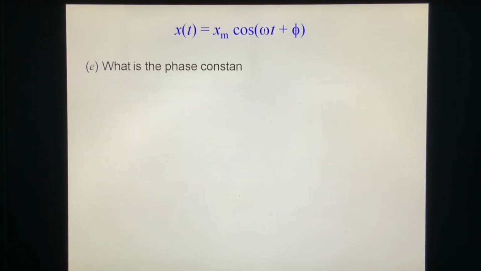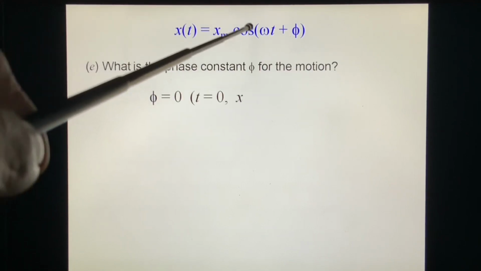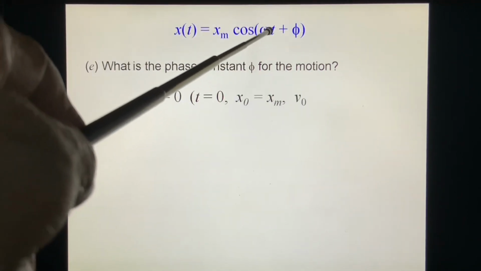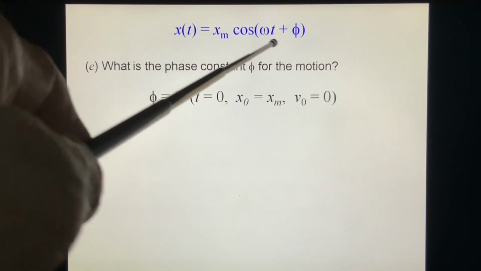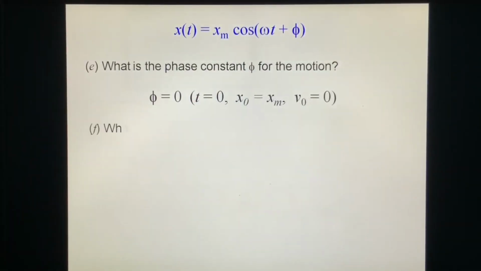What is the phase constant phi for the motion? Then we know that when this is 1, this is 1, so this must be 1 at time equal to 0, and so the phi must be 0. Phi must be 0.